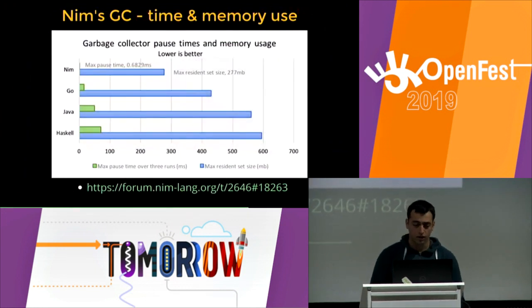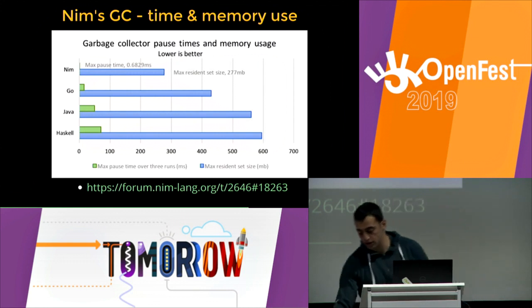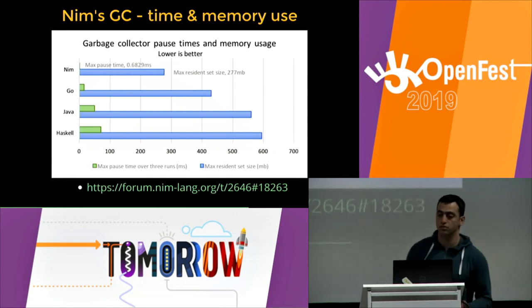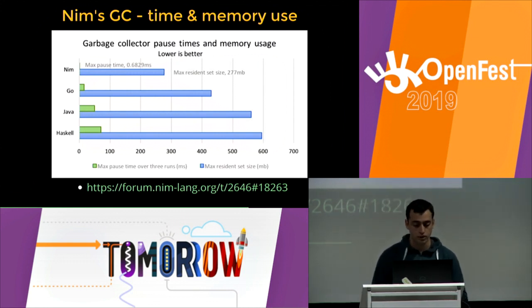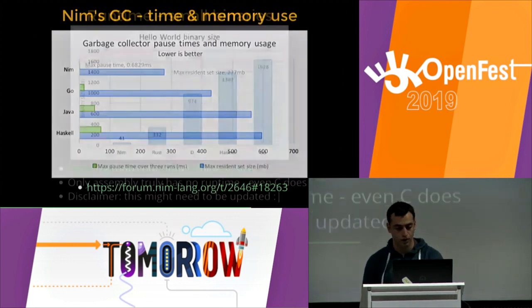So this is a graphic about the memory and time usage of Nim's garbage collector. The blue lines are the memory consumption. I'm not really sure how this measurement was done, but I would assume it's a similar type of program with the different languages. But the more important part is the green bar, that in this case, Nim's GC has run for less than a millisecond. And we can even tune that. We can maybe make it run for even less time. Again, we have a lot more control than in any of these other languages.